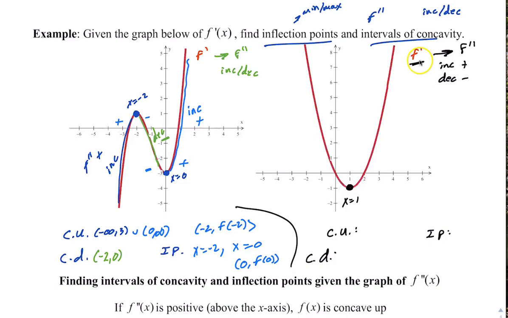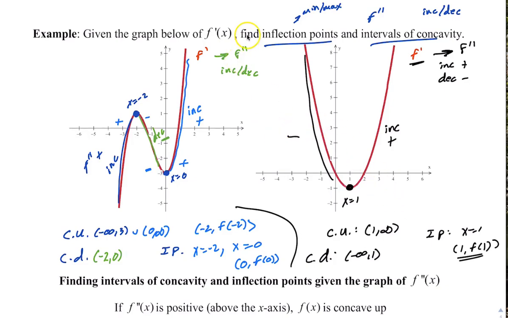Before 1, all this guy right here is decreasing. So that's concave down, -infinity to 1. After 1, all this guy is doing is increasing. So positive from 1 to infinity. And we did go from negative to positive, so there is an inflection point at x equals 1. Or 1 and f of 1 is our inflection point. I know, tough, I get it.